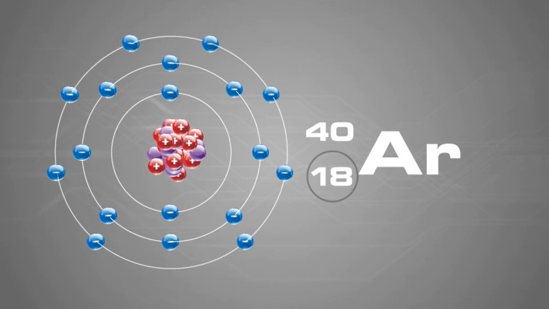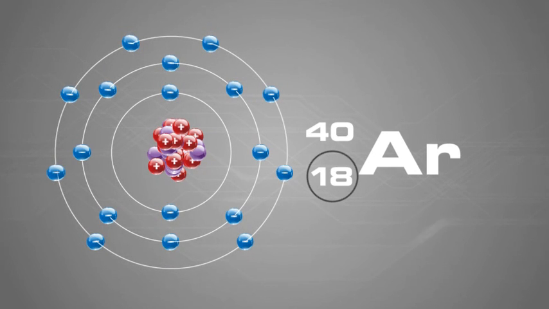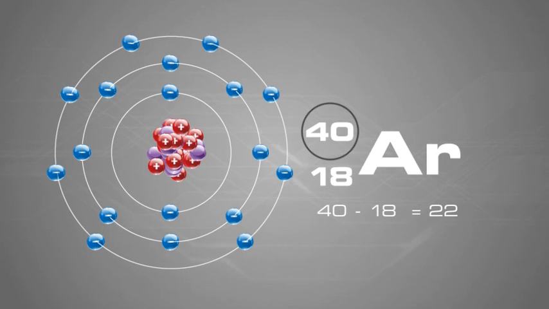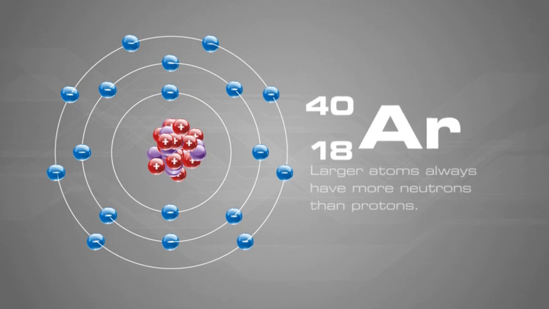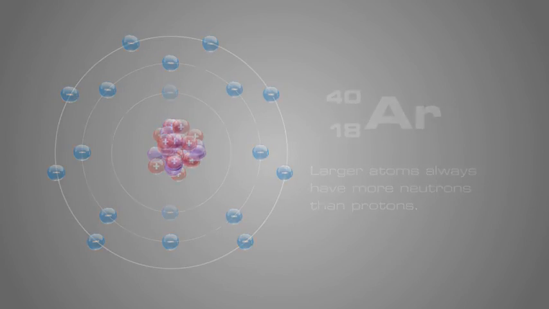Argon has 18 protons in its nucleus and therefore again 18 electrons. The nucleon number is 40. We know that there are 18 protons, and therefore there must be 22 neutrons. Larger atoms always have more neutrons than protons.